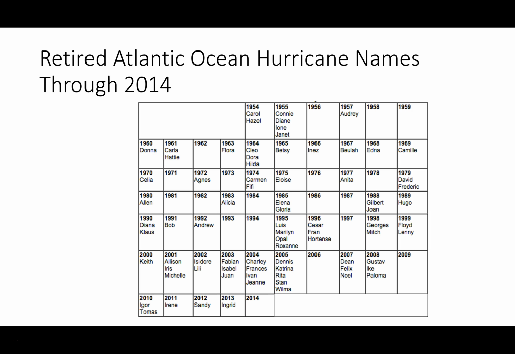So these are the names that have been retired through 2014. These used to be names. Fifi? Well, I'm not seeing it. And already, can you see where we have some years that are just crazy? In 1995, you had 4 names that were retired, a bad year for hurricanes. But we were beat by 2005: Dennis, Katrina, Rita, Stan, and Wilma, all in one year.